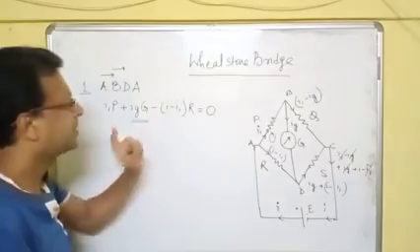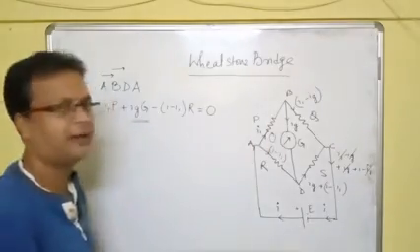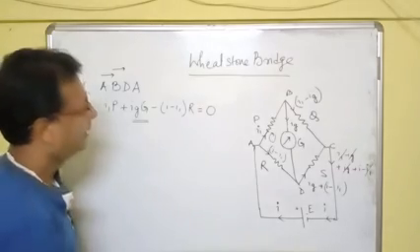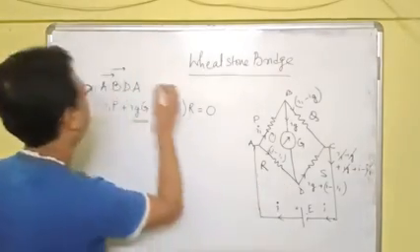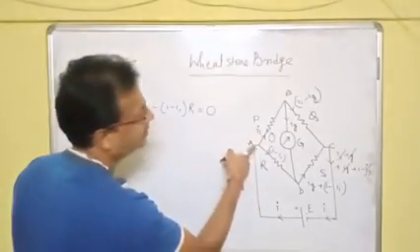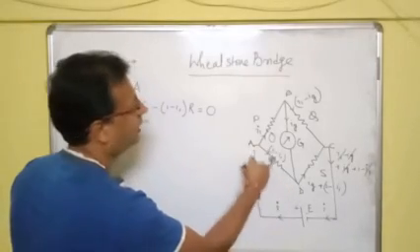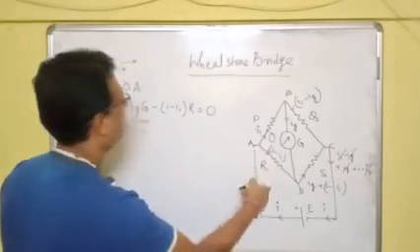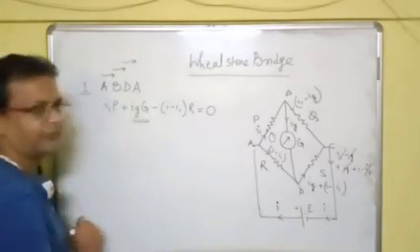Here G is nothing but the resistance of the galvanometer. Next, when we move from D to A, the current is moving from A to D. So (I minus I1) into R is taken as negative.